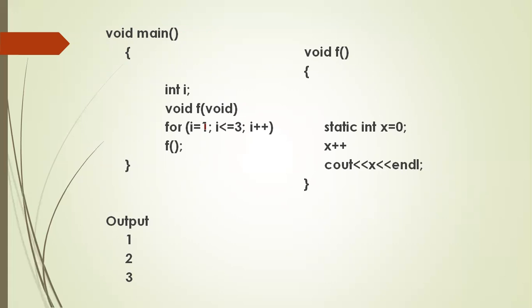So from 1, the x value becomes 2. Display the value of x. Again, the output will be 2. Return back to the calling function main. Then i becomes 3. Again, you call the function f.